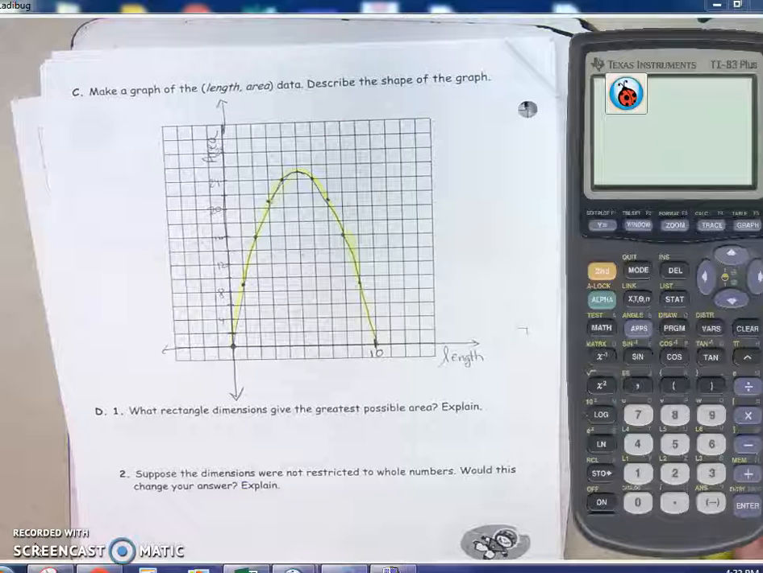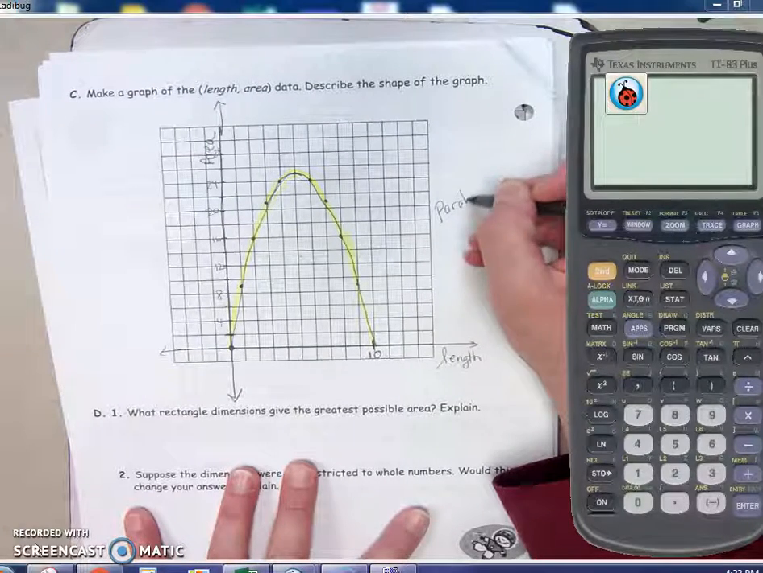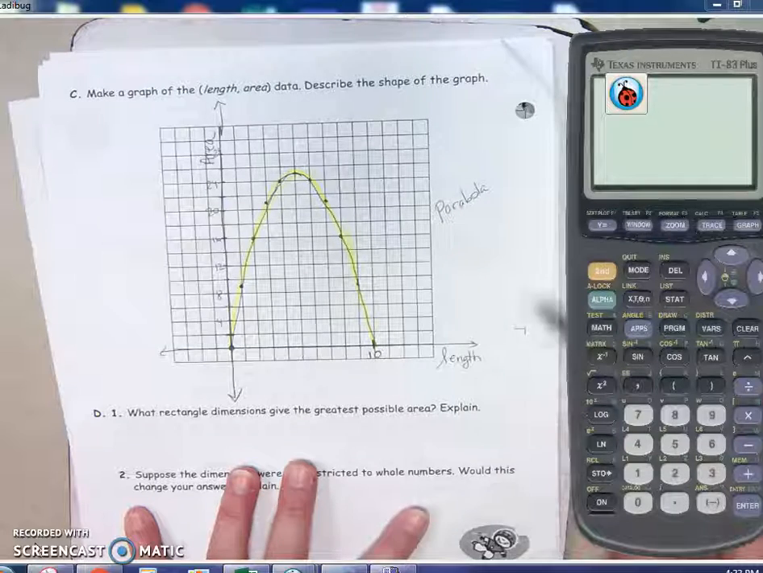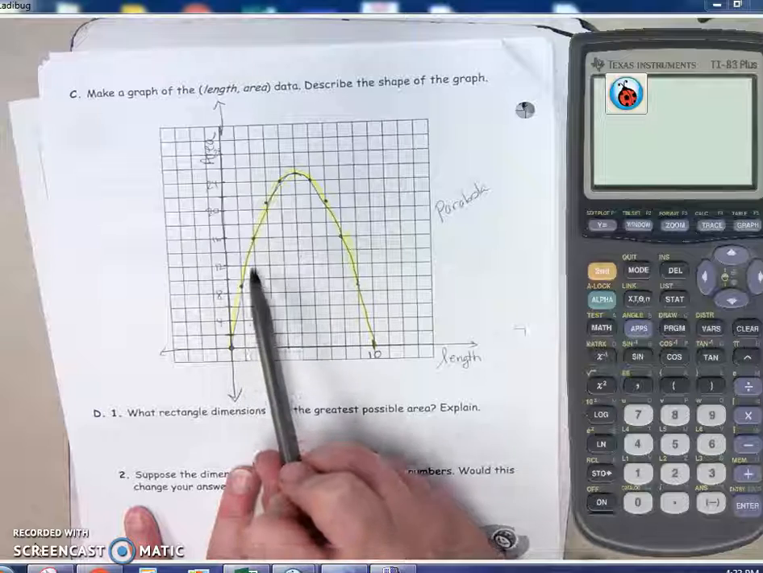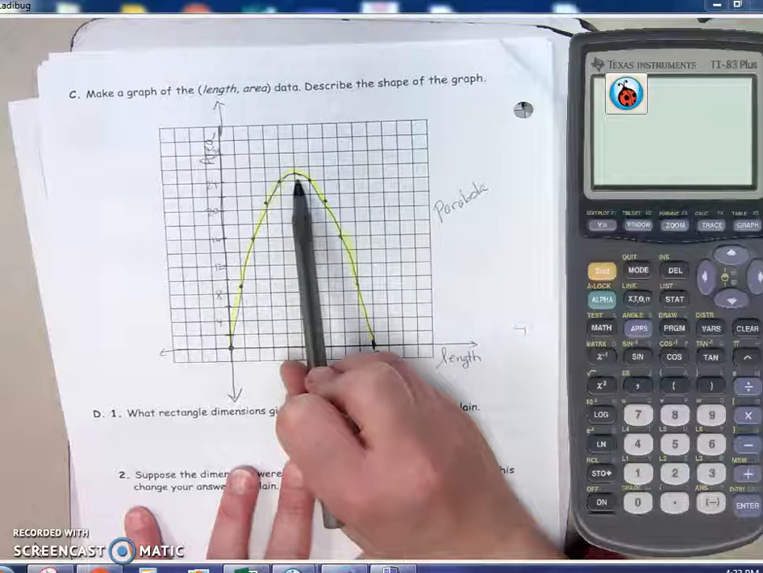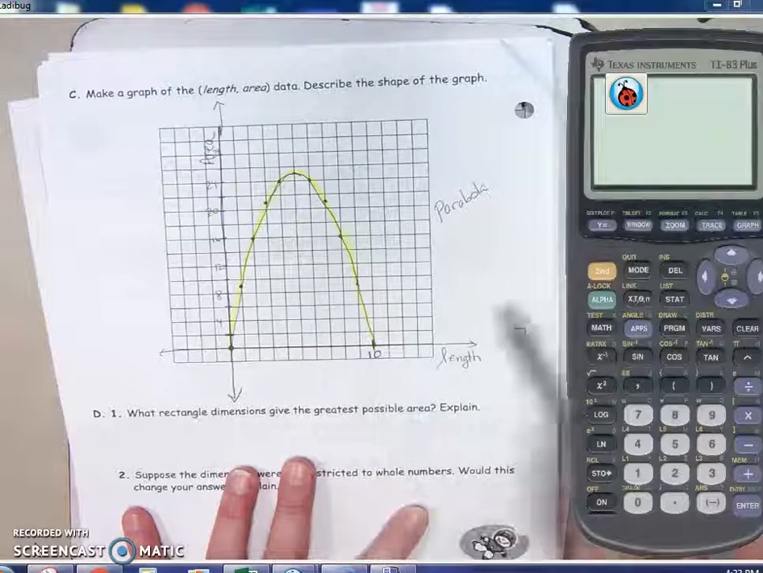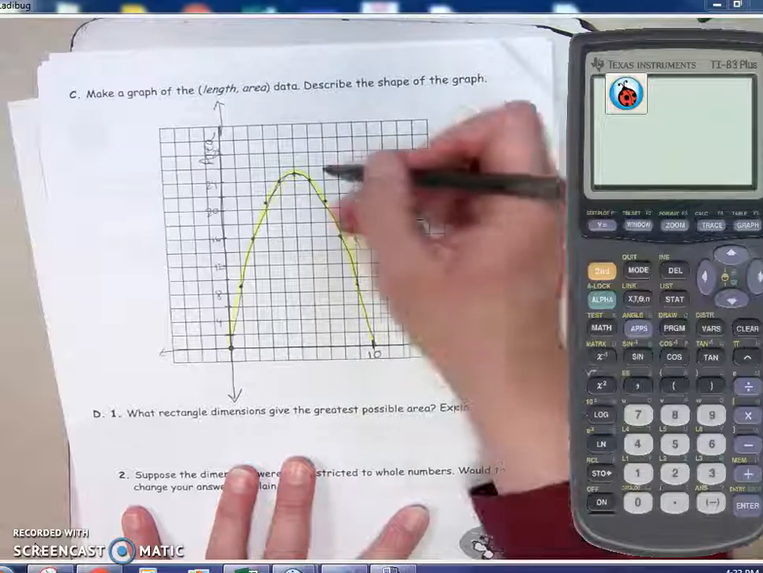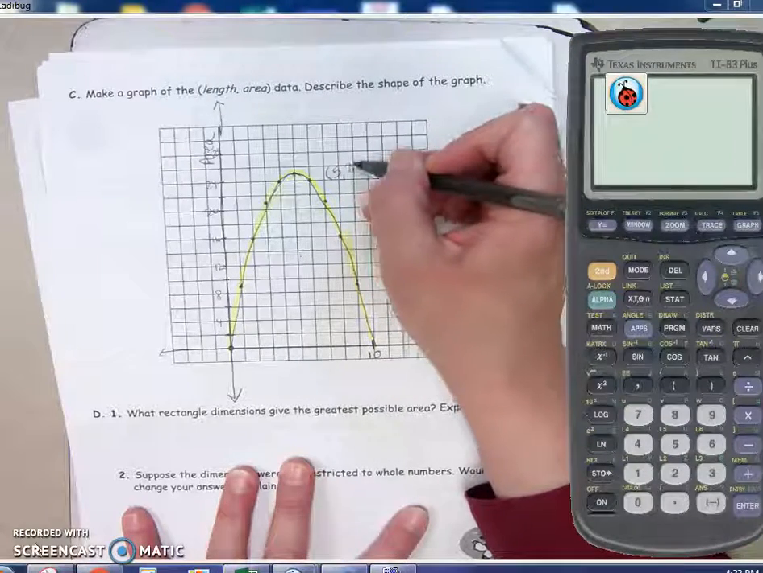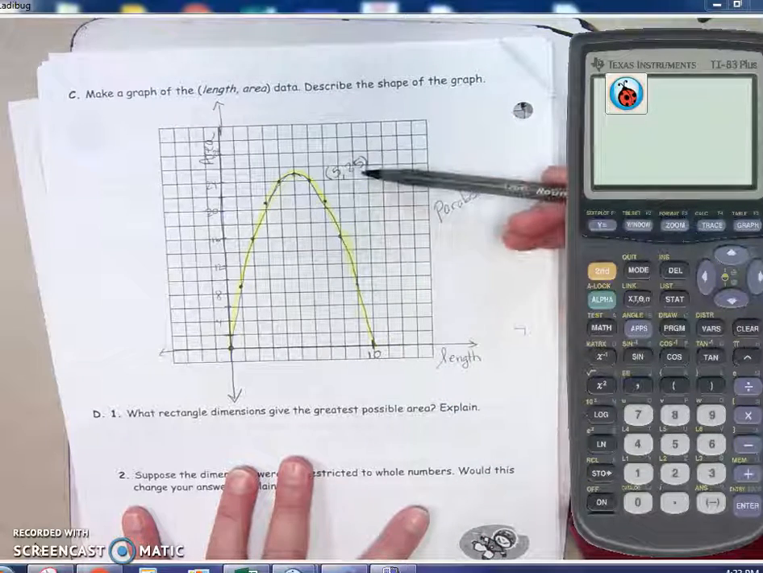So here is the graph that it makes, and it kind of looks like a hill. This is called a parabola. And you may notice that as the length increases, first the area increases, but up to a point, and then after this point, the area starts to decrease. And so the maximum point on this graph is 5, 25. There won't be any values in this relationship that have a greater y value than 25.